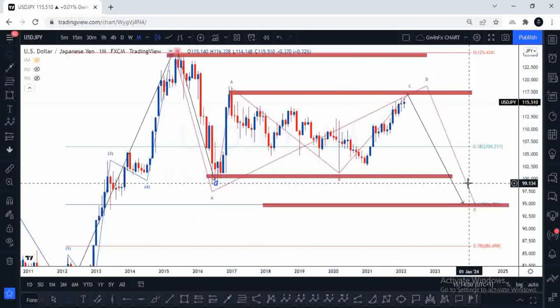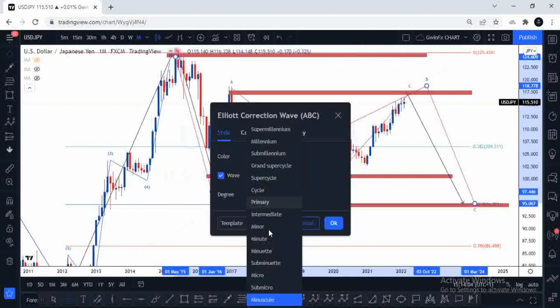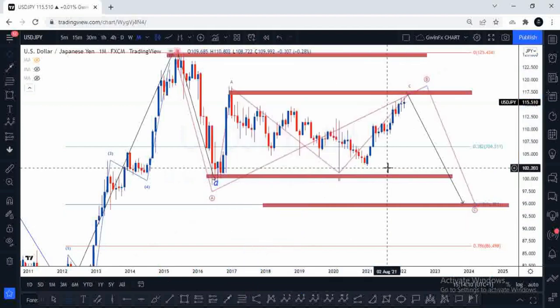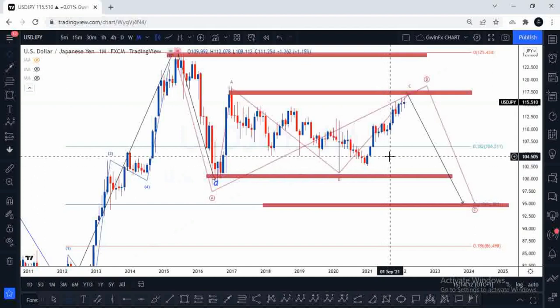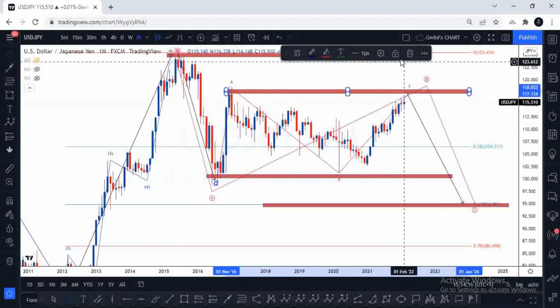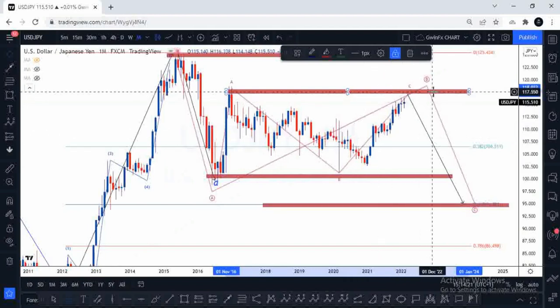Let me change that a little bit and make this micro. Fine, that's cool. That is what we could also be looking at. So I'm going to be looking at the upside being limited, and I'm going to have to work only on bullish opportunities right around here until price hits 117,800.